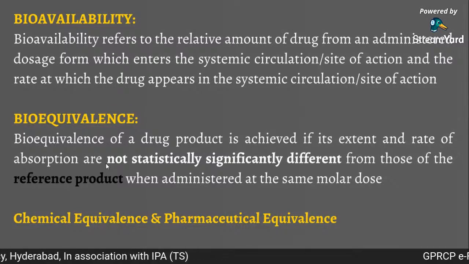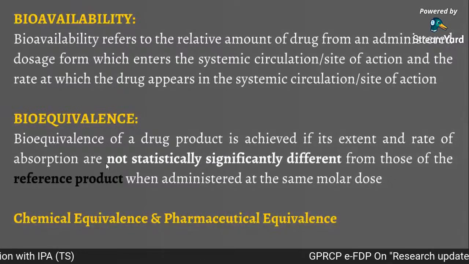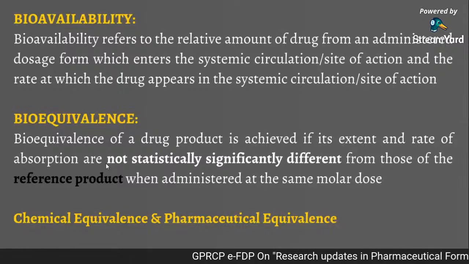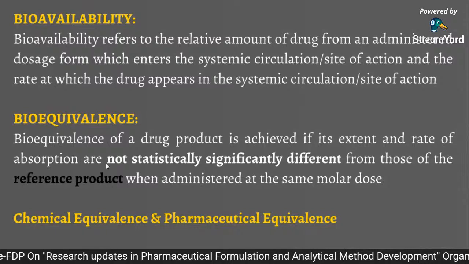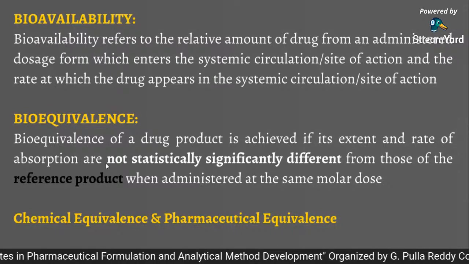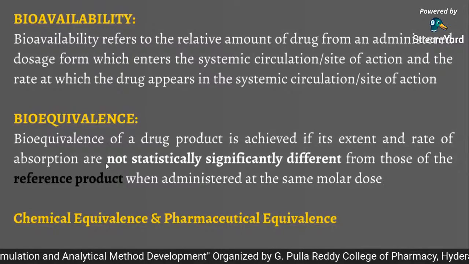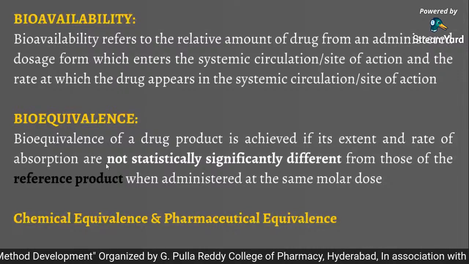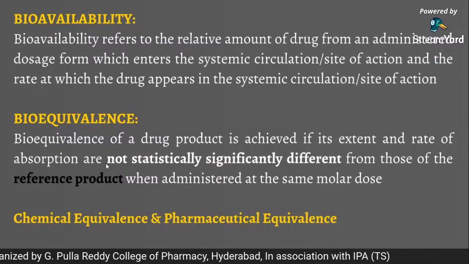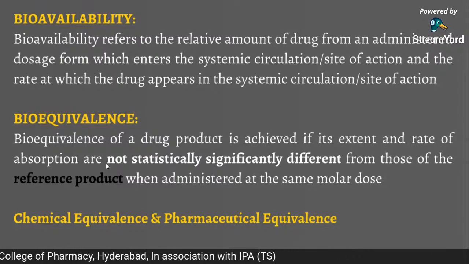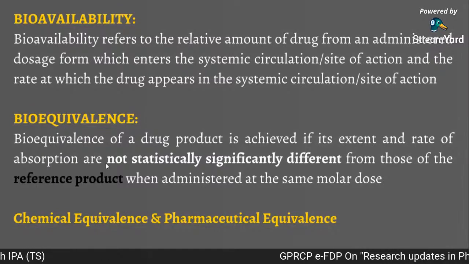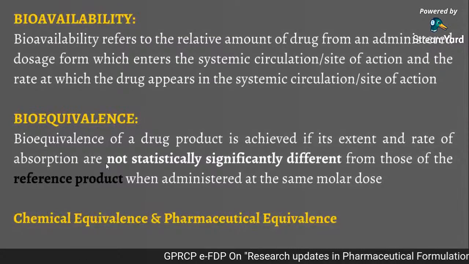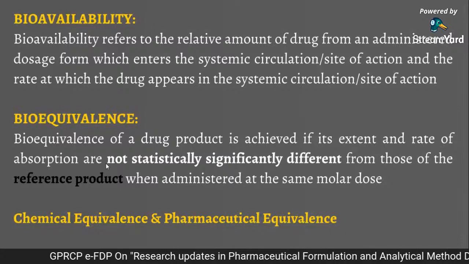But as I said, being a copycat is a very difficult job. Mimicking the innovator formulation exactly is a very difficult job. Here, bioequivalence is nothing but, as you know, the Cmax value and the AUC value. These two are the critical parameters. Cmax is the maximum plasma concentration achieved by the innovator formulation, and the test formulation should be the same. And AUC, the area under the curve, achieved by the innovator formulation and the test formulation, both should be the same.